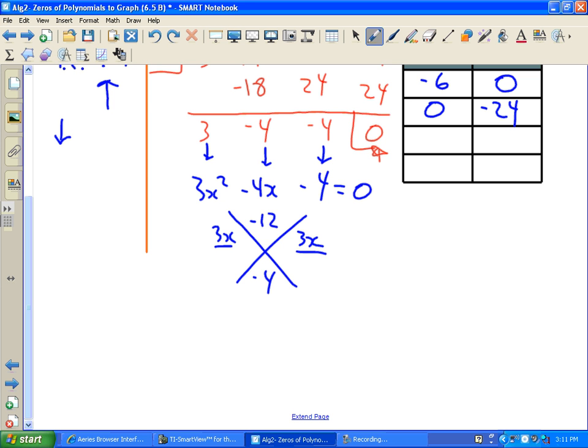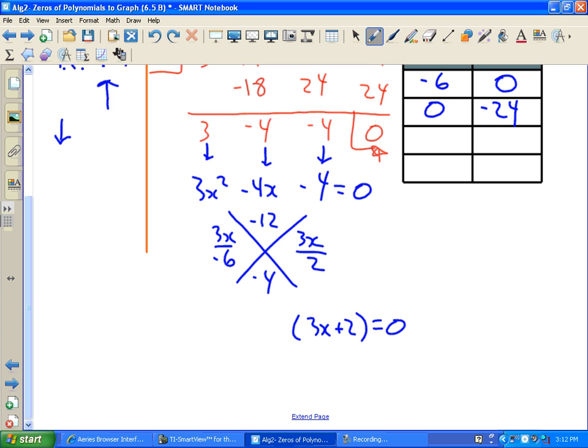Two numbers that multiply together to give me negative 12, and add together to give me negative 4. Whew, thank goodness. Sure am glad this problem was factorable. I did not want to do the quadratic formula. Negative 6 times positive 2 is negative 12. Negative 6 plus 2 is negative 4. Looking at the right-hand side, 3x over 2, I cannot reduce. So that's a fraction.